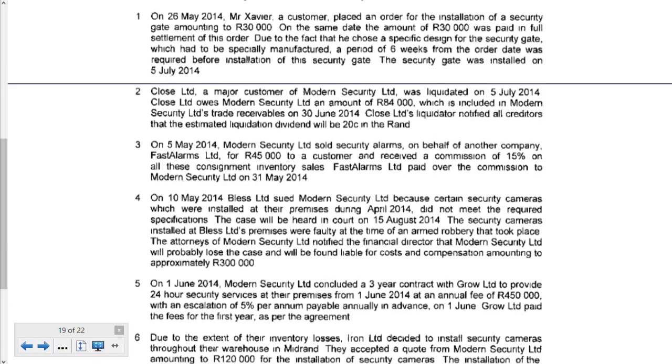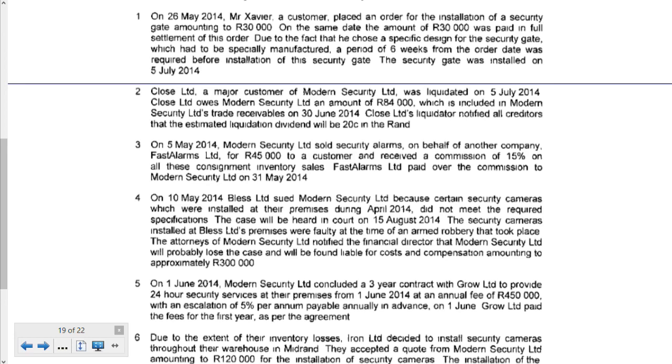Then number four, somebody sued us, a company called Bless, because certain security cameras were installed on their premises that didn't meet the specifications. The case will be heard in court on the 15th of August. So we have been sued. The case hasn't been heard yet. The security cameras were faulty at the time that the armed robbery took place.